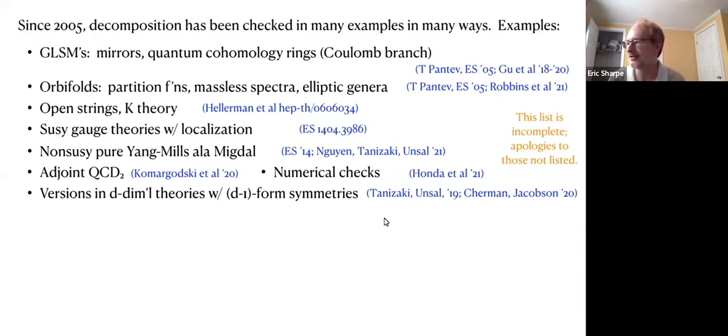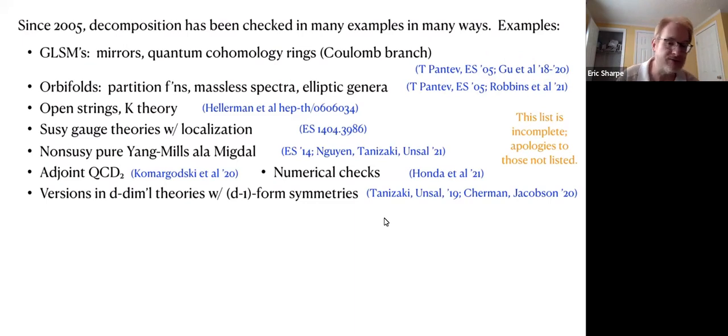that we use to build essentially string compactifications. And there one can see the structure of decomposition explicitly when one computes mirrors and when one computes quantum cohomology rings from Coulomb branches. Back 17 years ago, we did these computations for abelian GLSMs. More recently, we were able to repeat them using more modern technology of non-abelian mirror constructions. Orbifolds, I'm going to talk about orbifolds in the second half of this talk.